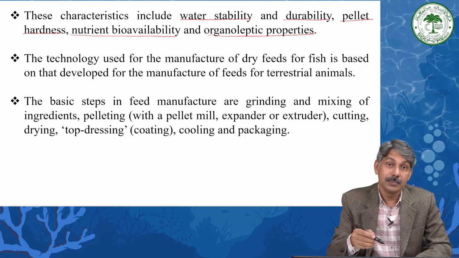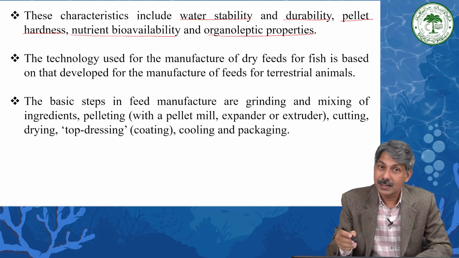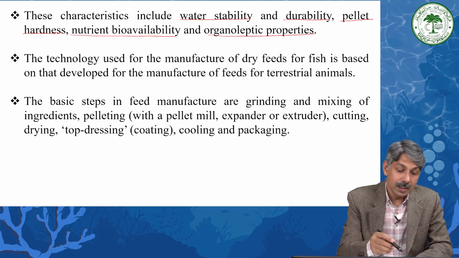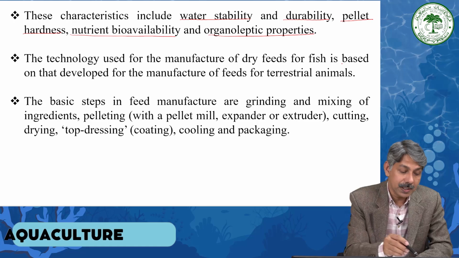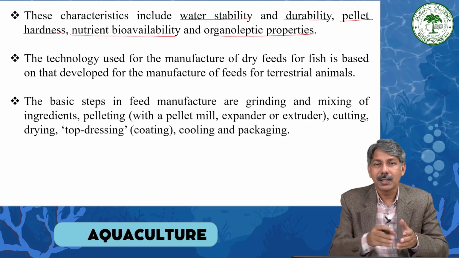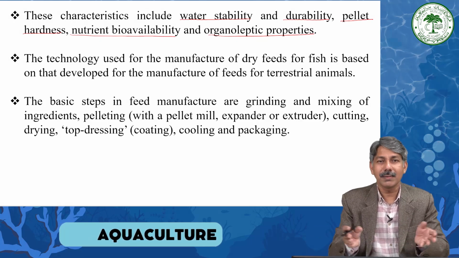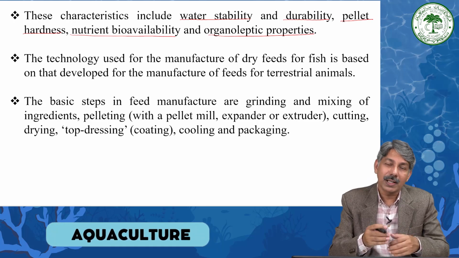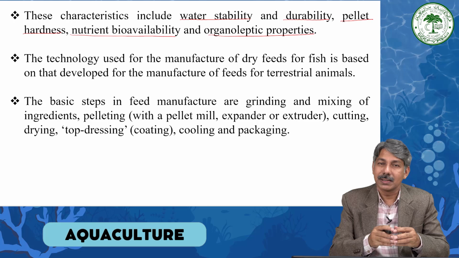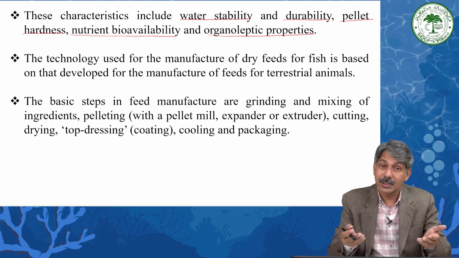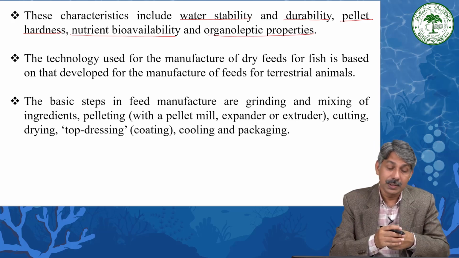So it may be very clear that if we are not following appropriate protocols, then we may have very different kinds of feed produced. The technology used for the manufacture of dry feeds for fish is based on that developed for manufacturing feeds for terrestrial animals, as we all know. Of course, you are preparing an artificial diet, so for whom you are preparing is not a matter of concern. How we are preparing and what kind of ingredients we are using is a matter of concern. Many of the ingredients are similar, and the process of pellet formation is similar, so we can use the same technology.